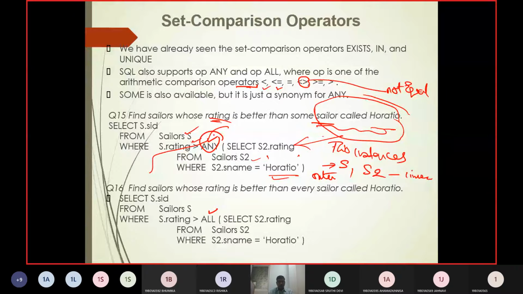Now we need to check what his rating was. So the rating of Horatio was taken up. Then we have to see whose rating is greater than some sailor called Horatio. That means, suppose Horatio's rating is 8, whoever the other sailors are, their rating should be greater than 8. In that model we are going to look.